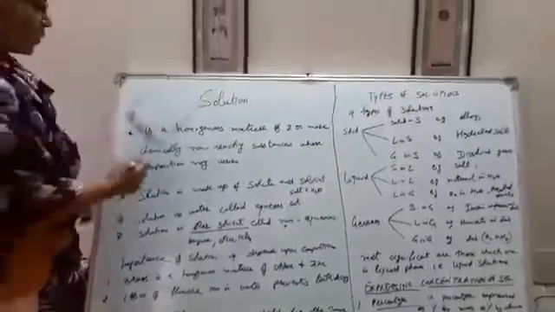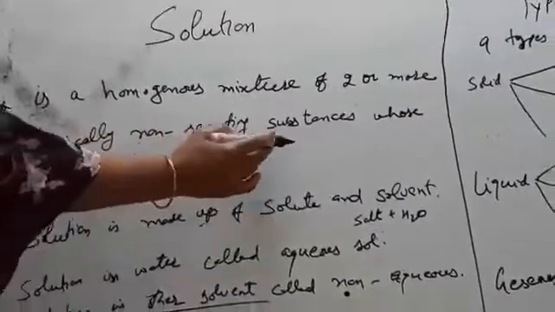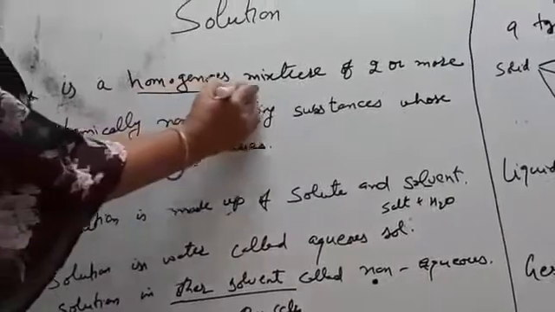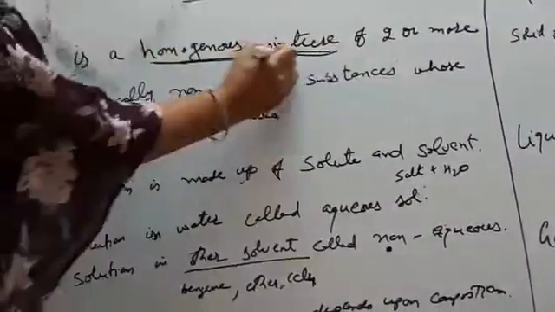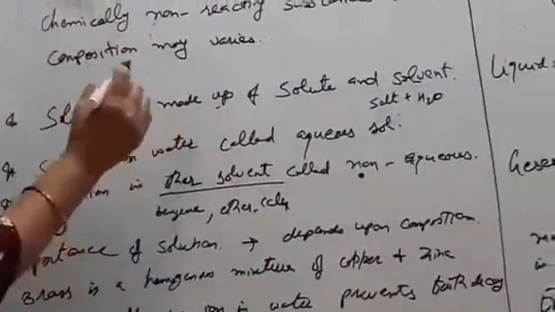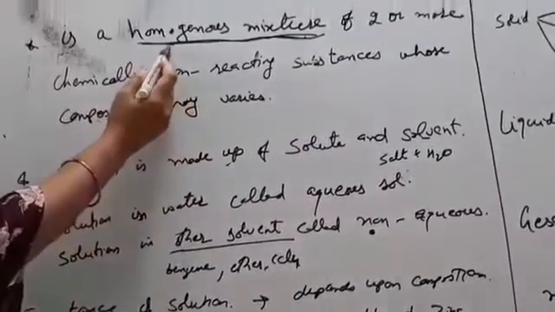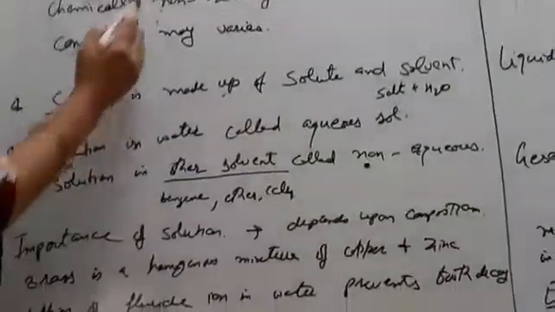So first is, what is solution? Solution is a homogeneous mixture of two or more chemically non-reacting substances whose composition may vary. So this solution is a homogeneous mixture. Homo means uniform. When two or more than two non-reacting substances mix well with each other, they are known as a homogeneous mixture.